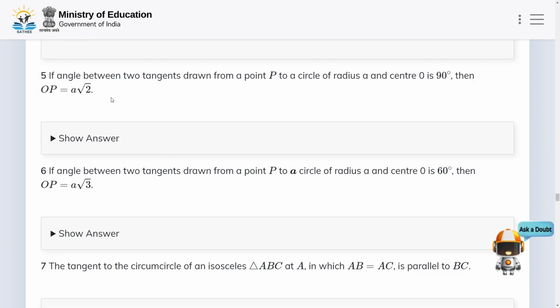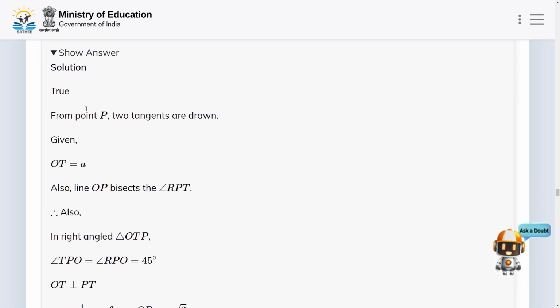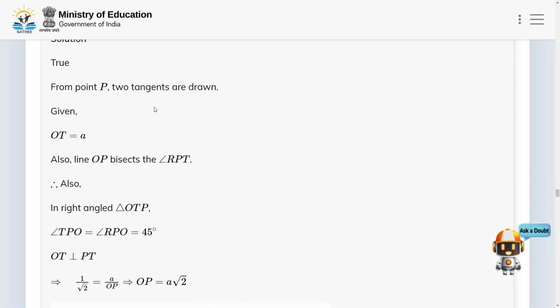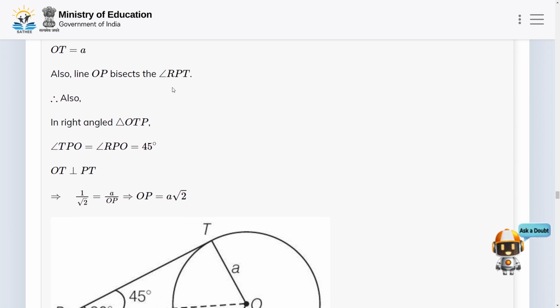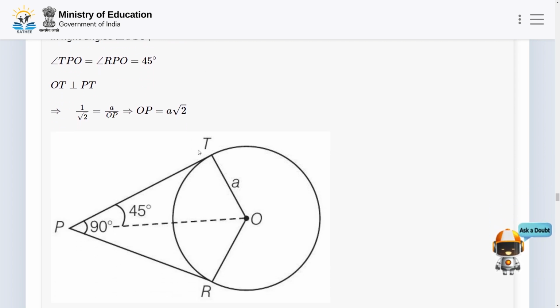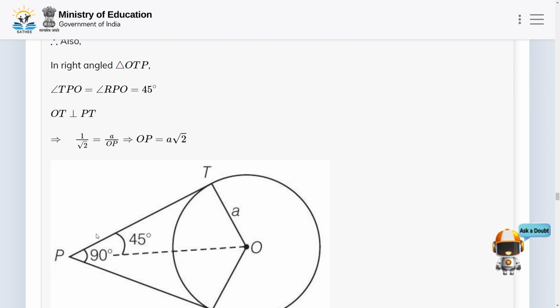In the next problem, we have: if the angle between two tangents drawn from a point P to a circle of radius A and center O is 90 degrees, then OP is equal to A times root 2. Let us check. From the point P, two tangents are drawn, and here OT is the radius, which is A. Line OP bisects the angle RPT. Also in triangle OTP, angle TPO is equal to angle RPO, and this is equal to 45 degrees.